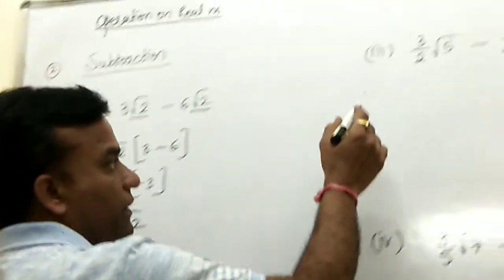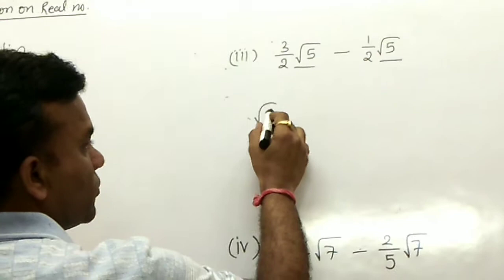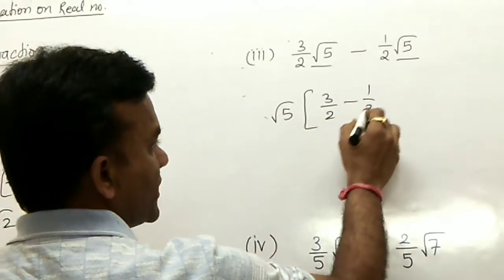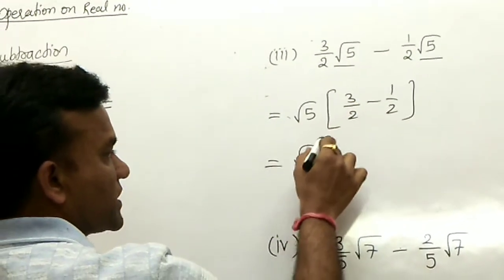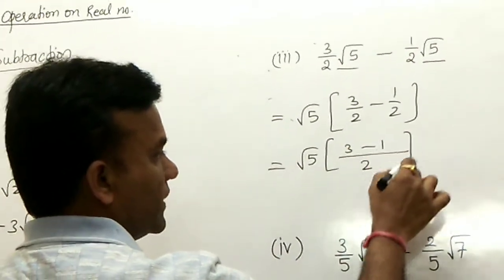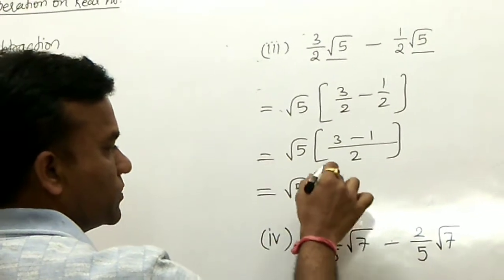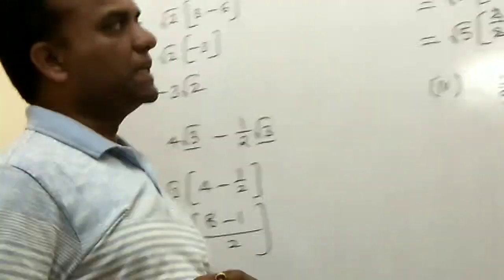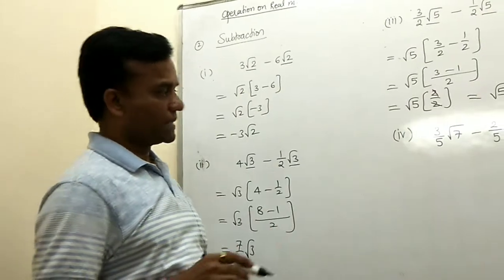And then again root 5 is common. So you put root 5 outside. And 3 by 2 minus 1 by 2. Okay, so again your LCM is the same because both numbers have a common denominator. So 2, then 3 minus 1. So root 2 root 5 and now we have 2 by 2, that is canceled out. So your answer is root 5. Okay, so that is very easy. If you have fraction numbers, then you take the LCM and after simplifying you get the answer.